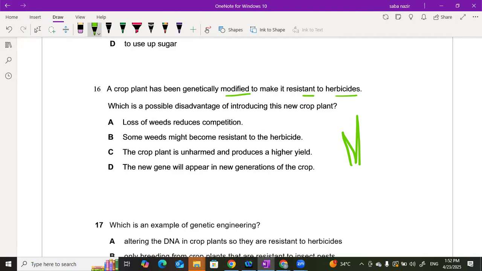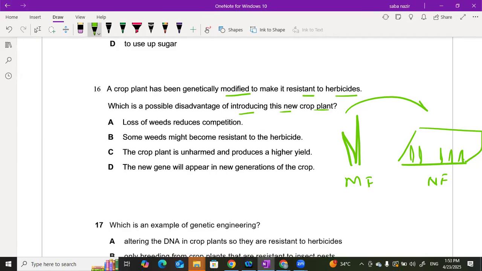The herbicide does not affect them. Okay. This is the possible disadvantage of introducing this new crop plant. If we introduce this crop plant in a whole field, there are other non-modified plants. This is the modified plant and these are the non-modified plants. So what will happen? We know that plants can do the process of cross-pollination. Within this entire field, there might be some weeds also.